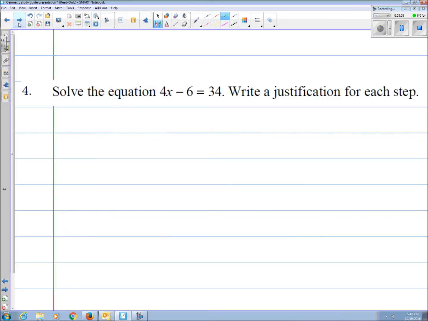Solve the equation, and write a justification for each step. So we're going to start with what we were given: 4x minus 6 is equal to 34. My justification for that will just be given. In solving this equation, my first step would be to add 6 to both sides of the equation. When I add 6, that'll give me 4x, because the negative 6 plus the positive 6 cancel each other out, is equal to 34 plus 6, which is 40. The reason I can go from the top statement to the next statement is the addition property of equality.